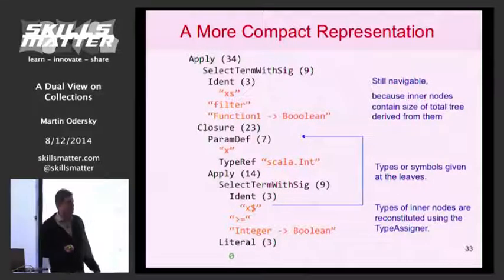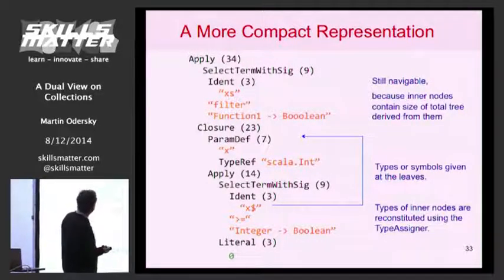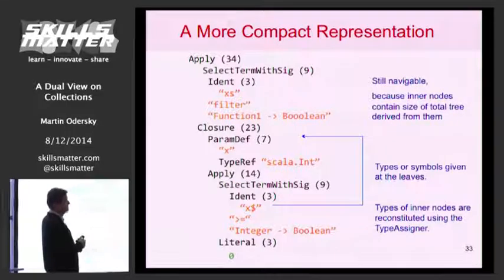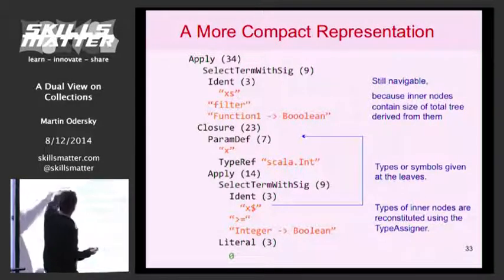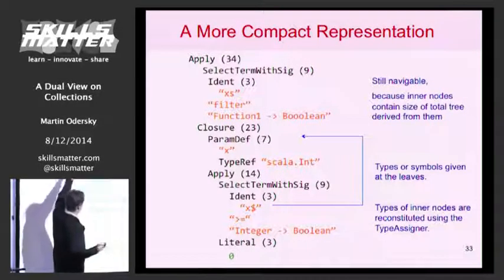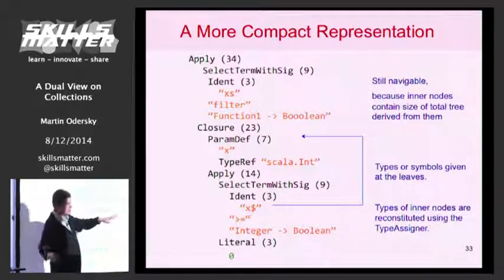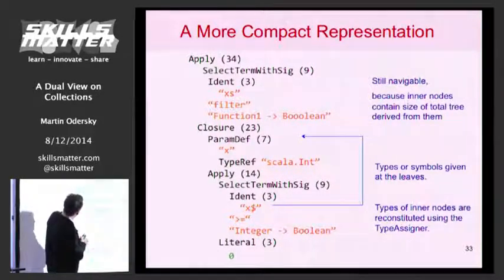Fortunately, of course, there's a much more compact representation. The representation is not yet cast in stone. So this is just one idea how to do it. The idea would be to say, let's represent the tree essentially as a prefix traversal of the tree.